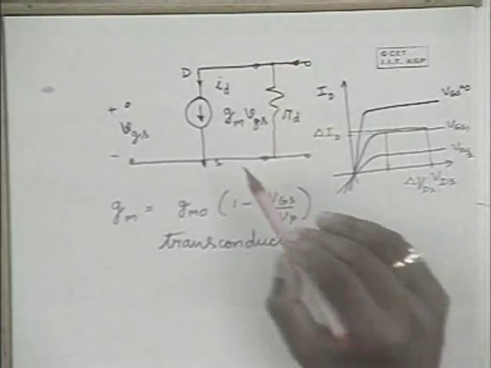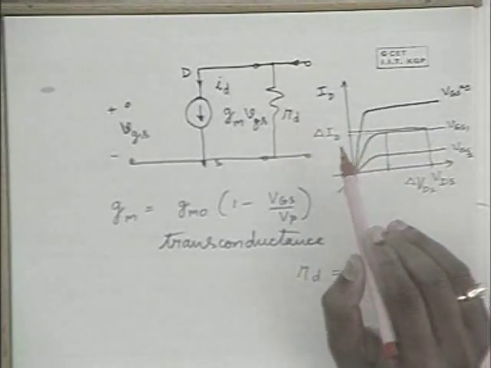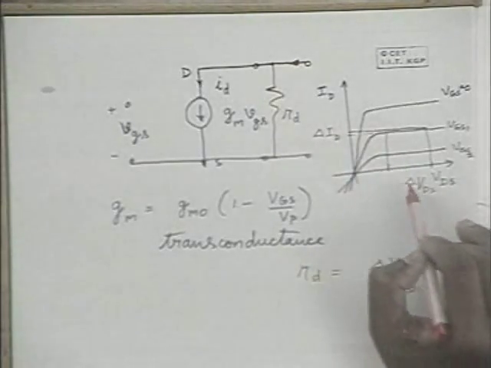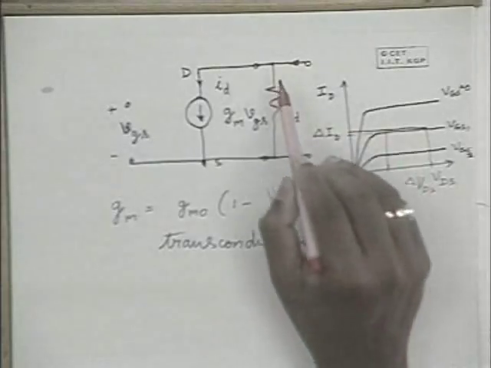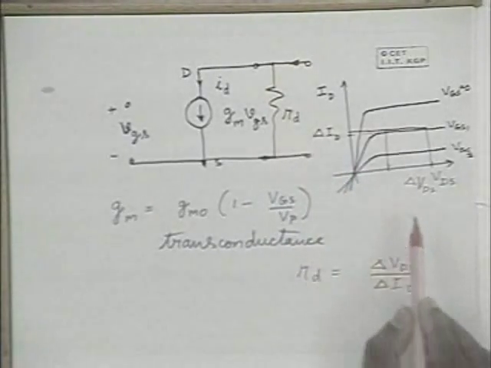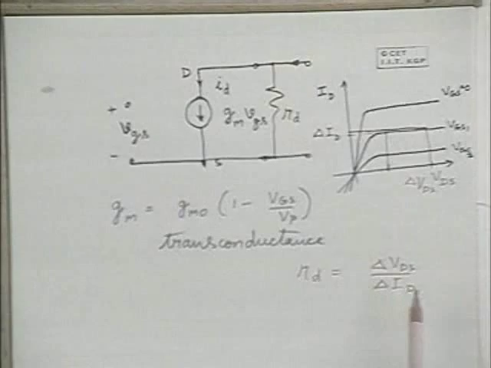Because from the practical current source discussion we carried out earlier, please note that whenever you have a delta ID occurring because of delta VDS, you have a parallel equivalent resistance, and that resistance is given by delta VDS by delta ID. This was discussed when we were discussing small signal amplifiers and their classification. The same reasoning applies here, and you have RD coming into the picture.